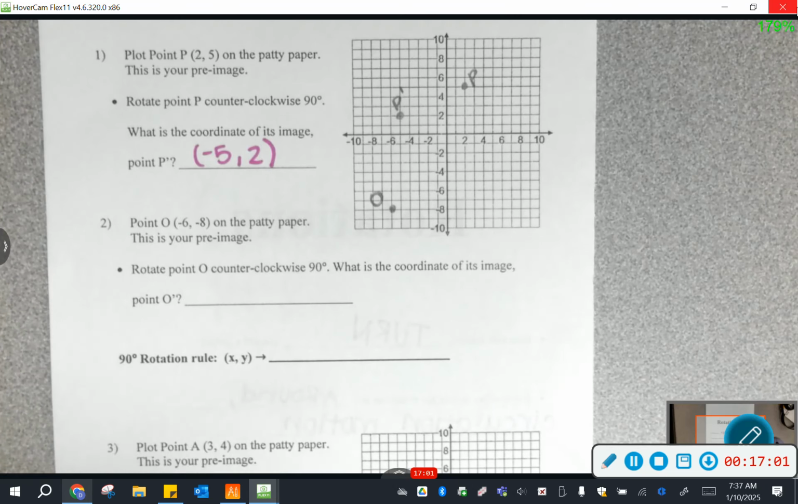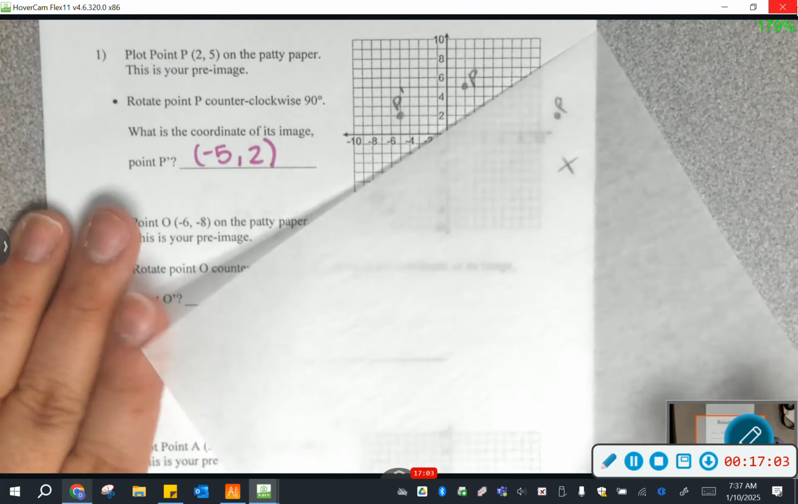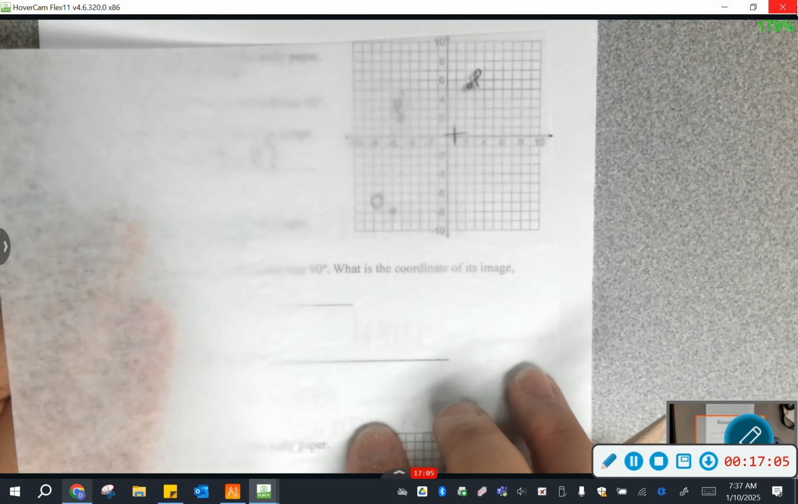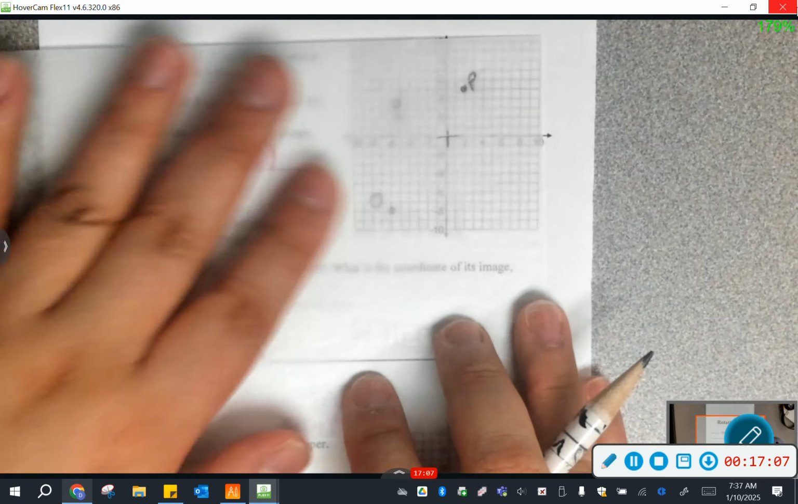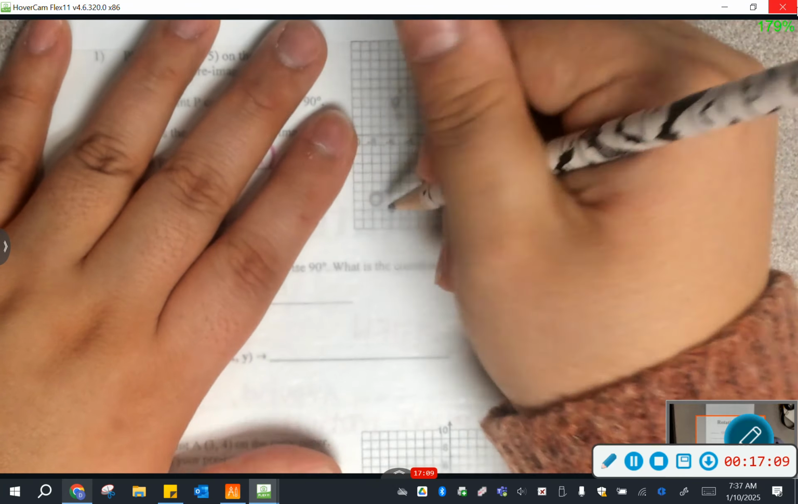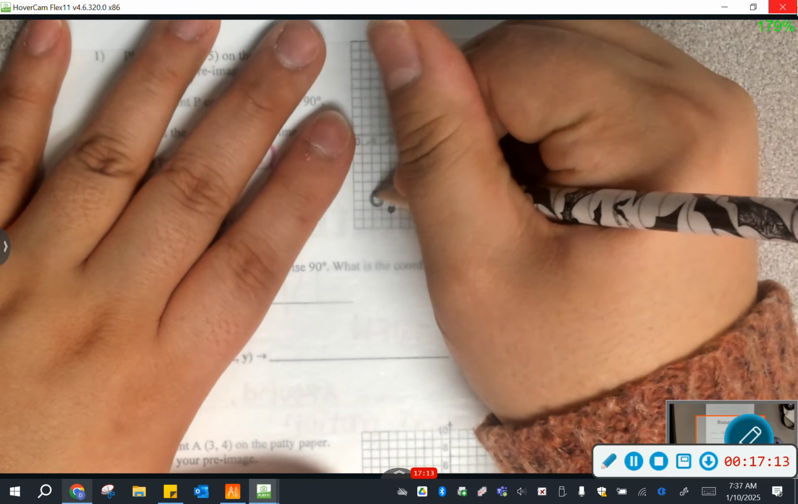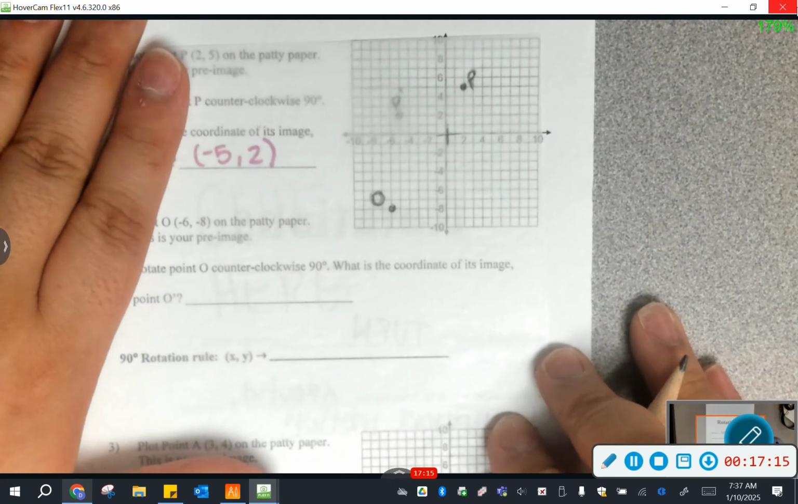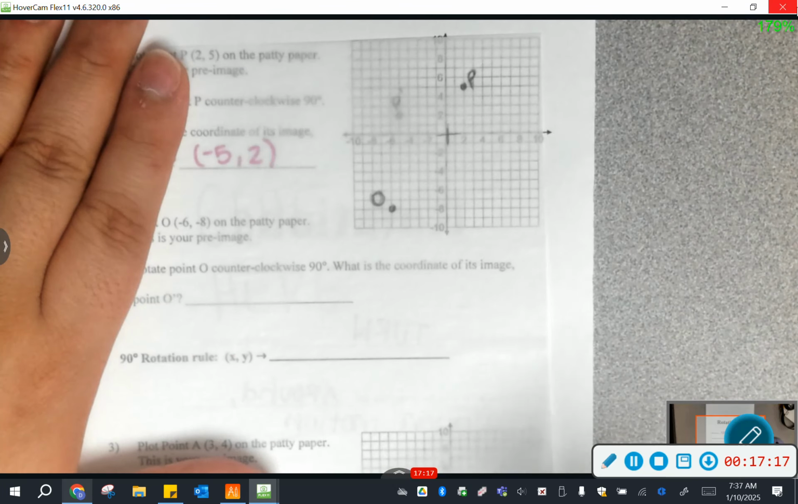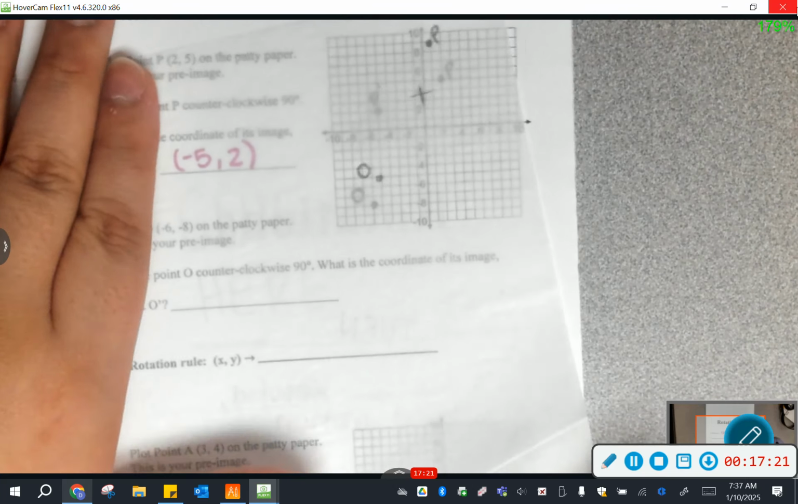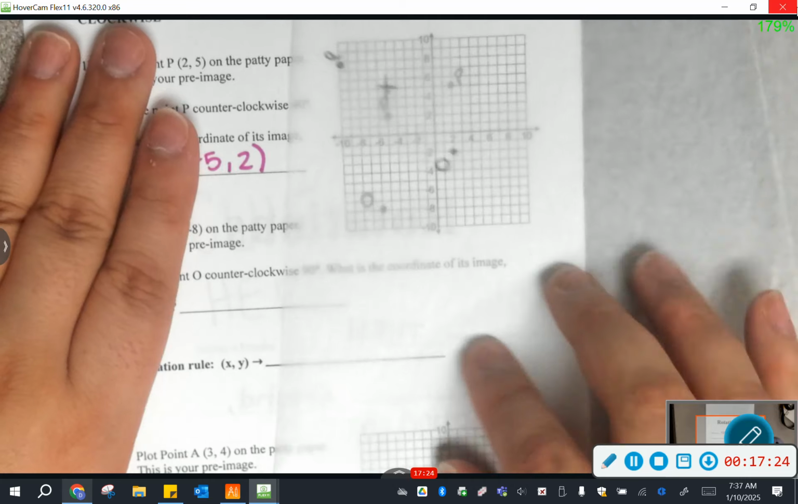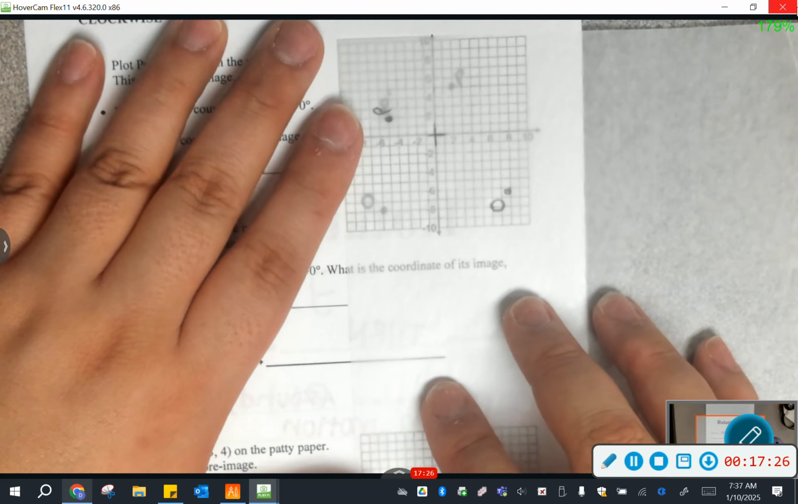Then get your patty paper. You can do the same one where P is at. You're just now going to plot the letter O on the bottom. And what am I going to do to figure out where the new O is? Turn it left one time, because again it said 90 degrees.